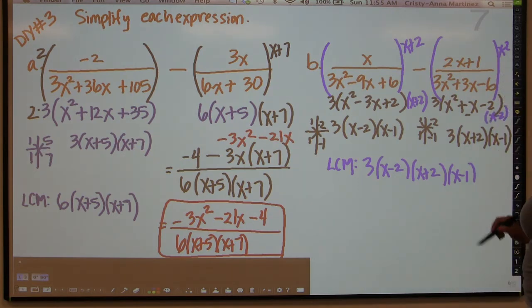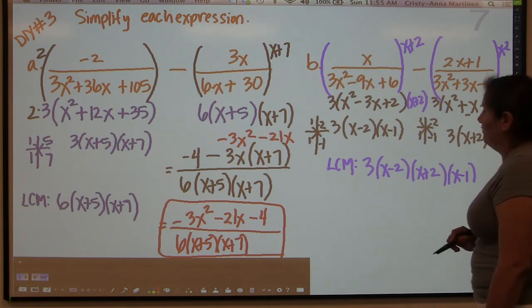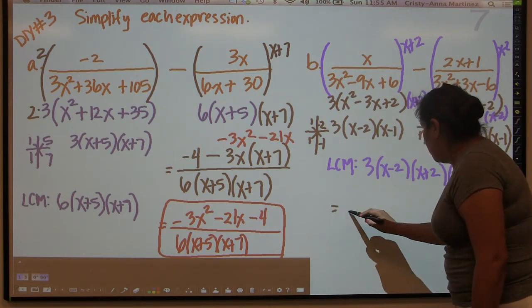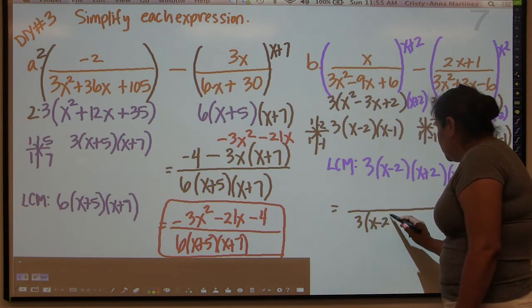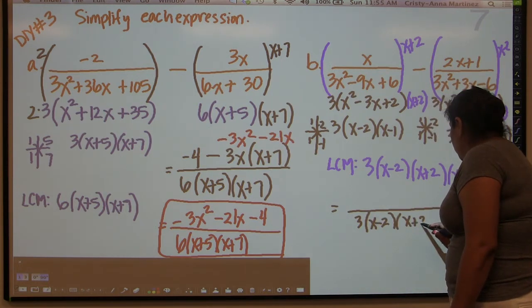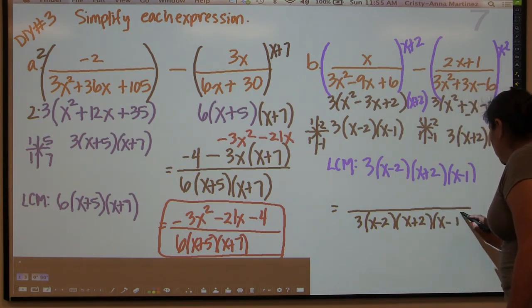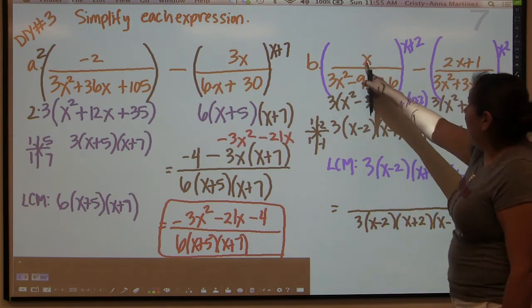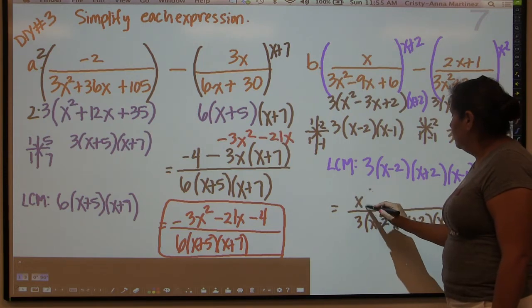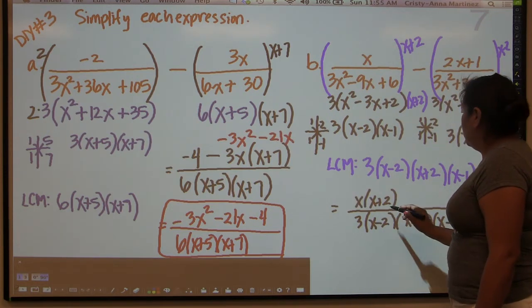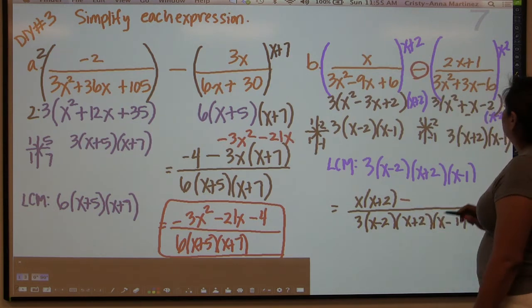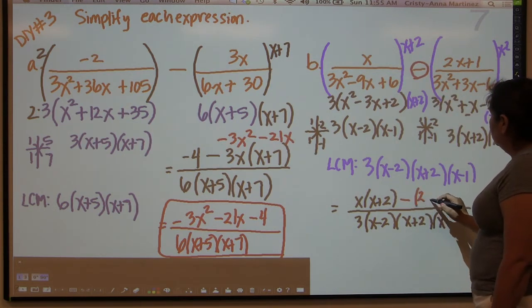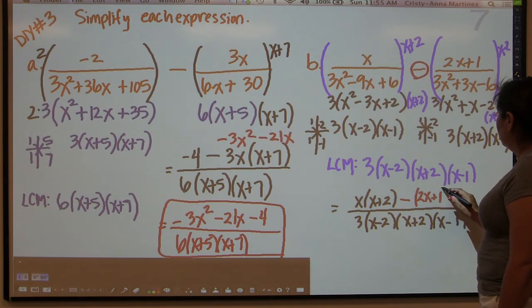All right, so now we are going to multiply everything. So we're going to get our common denominator, which we know is 3, x minus 2, x plus 2, and x minus 1. On the top, we're going to have x times x plus 2. Okay, then we have a big fat minus right there, so that's going to be minus. And we're going to get 2x plus 1 times x minus 2.